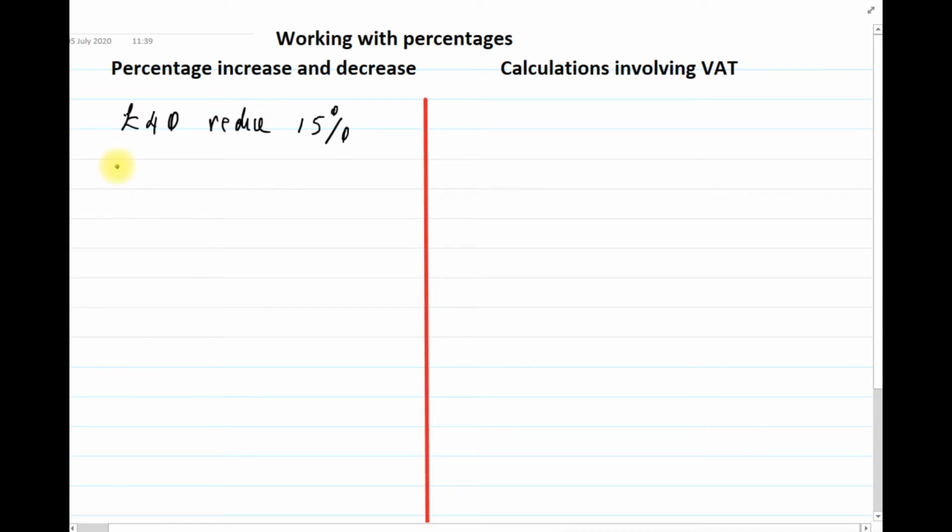So 15% of 40 becomes 6. £40 minus 6. So 34 will be the reduced price.